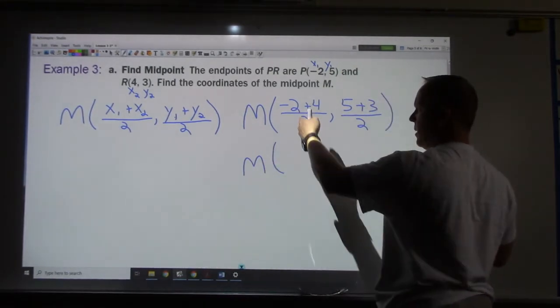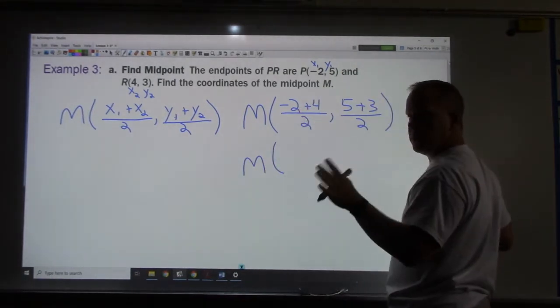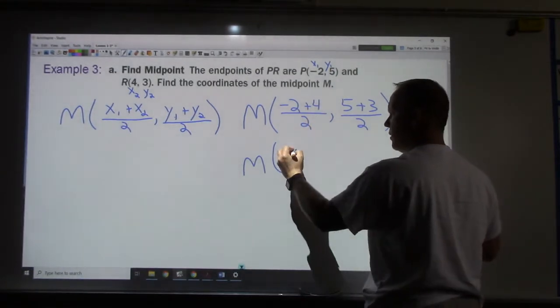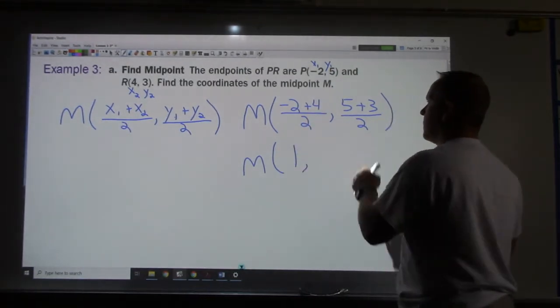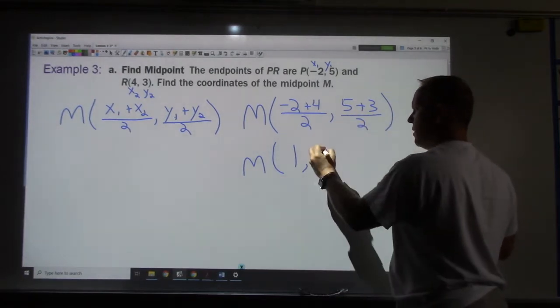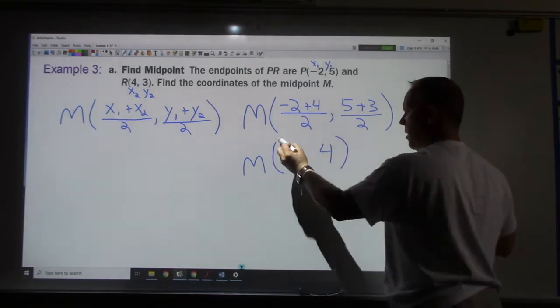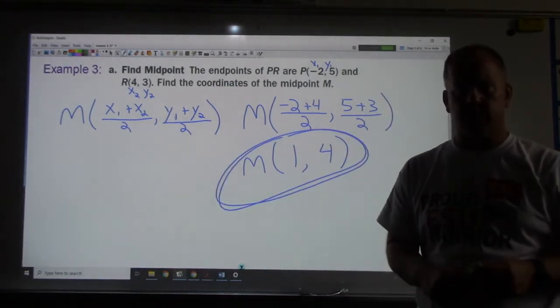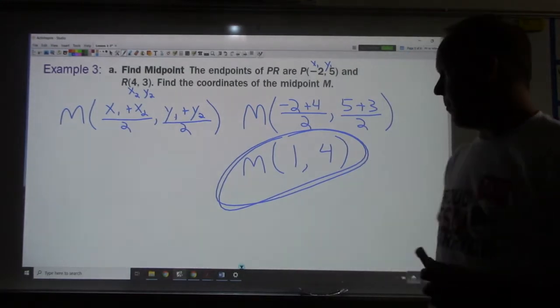Now I'm just going to do some mental math. Negative 2 plus 4, just watch your positive negative numbers. Negative 2 plus 4 is 2. 2 divided by 2 is 1, comma, 5 plus 3 is 8, 8 divided by 2 is 4. So my midpoint is at 1, comma 4. And that's where we stop, don't do anything else.